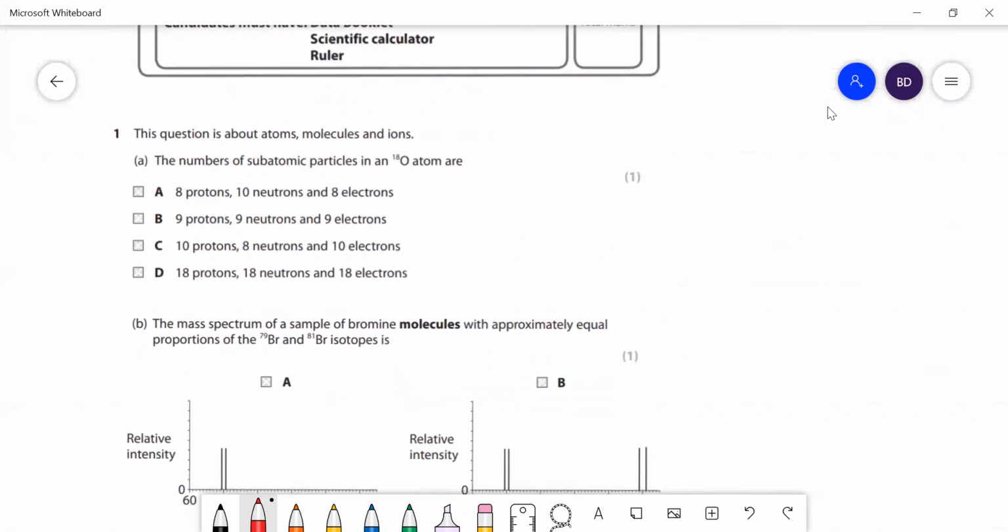Number 1. Talking about an O18 atom, how many protons, neutrons, and electrons have we got there? Well, if you look in your periodic table, oxygen is atomic number 8. So in that particular isotope, we've got 8 protons, and 18 minus 8 neutrons. That makes 10.